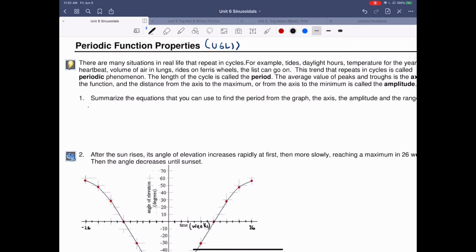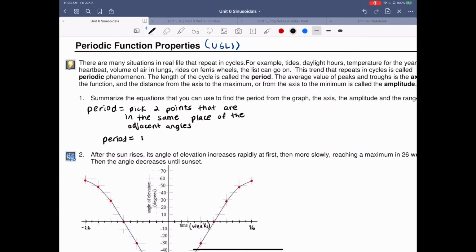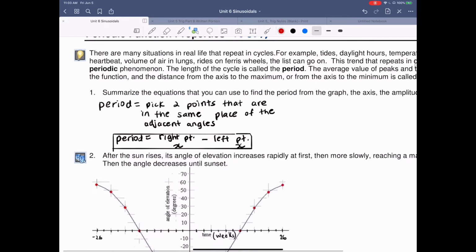So let's go through the period. When we're talking about a cycle, we're going to pick 2 points that are in the same place of the adjacent angles. So the equation associated with that is when you're trying to calculate the period of the function, you're going to take the x of the right point and subtract it by the x of the left point. Note that the period will always be a positive value.